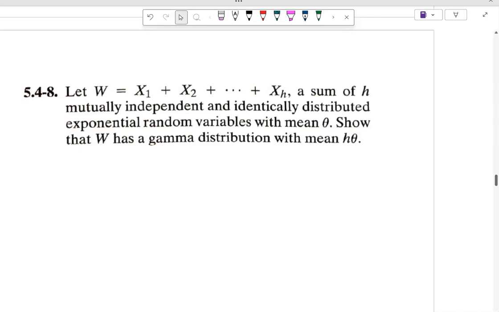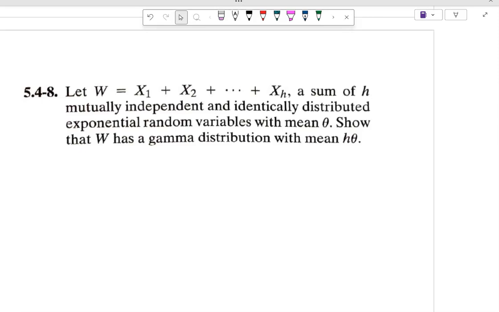This one actually tells you what you're supposed to come up with. You have a bunch of exponential distributions added together, and it says, show that you have a gamma. So this is telling you that a sum of independent and identically distributed exponentials is a gamma distribution. Okay, so let's see why.